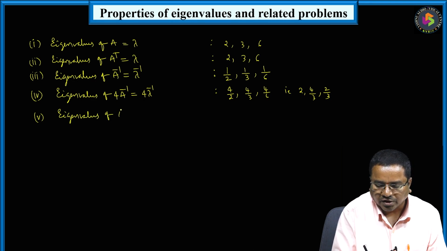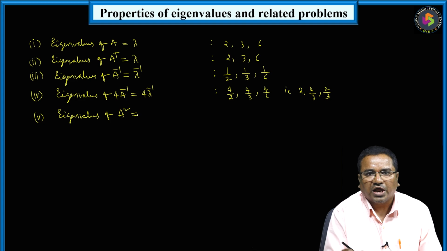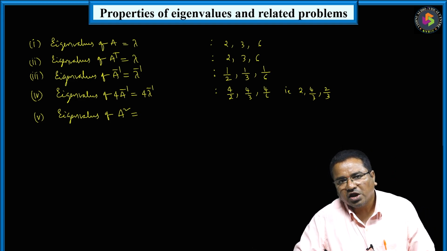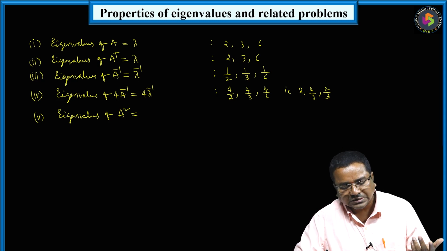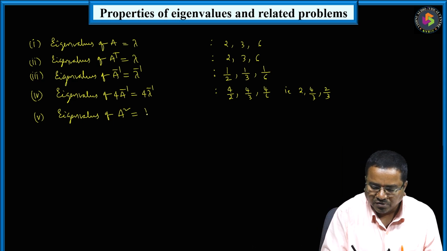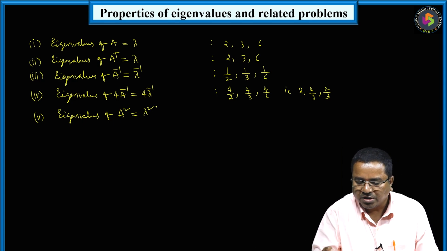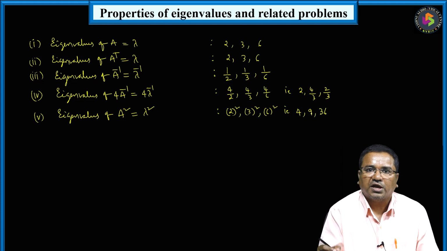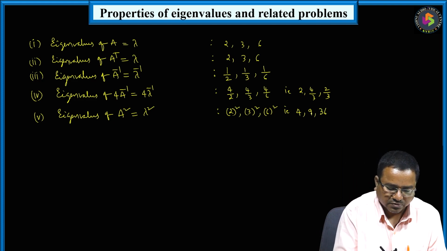eigenvalues of A square. So we know if lambda is an eigenvalue of A, then lambda power k is an eigenvalue of A power k. Therefore, what is the eigenvalue of A square? Lambda square will become the eigenvalue of A square. So by squaring, we will get the eigenvalues of A square: 2 square, 3 square, 6 square. So that is 4, 9, 36, the eigenvalues of A square.